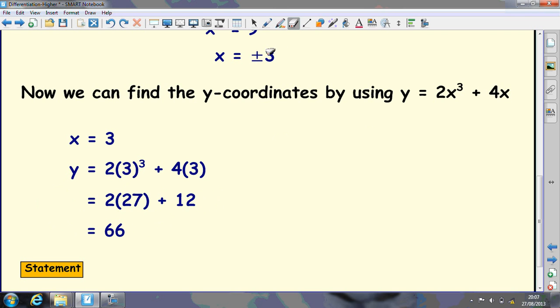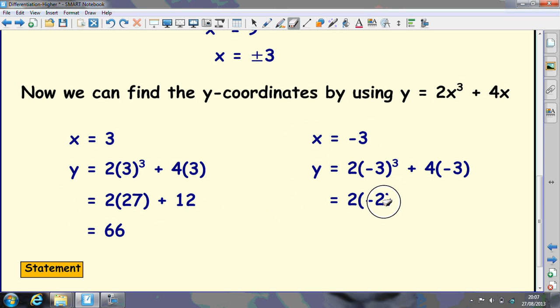We also have x equals negative 3 from up here. Same idea. Multiply it out. Now negative 3 times negative 3 is positive 9, times negative 3 is going to be negative 27. And that's going to be negative 12. And that comes to negative 66.